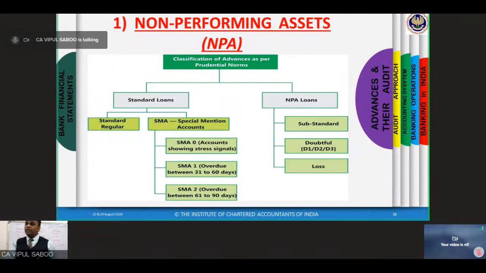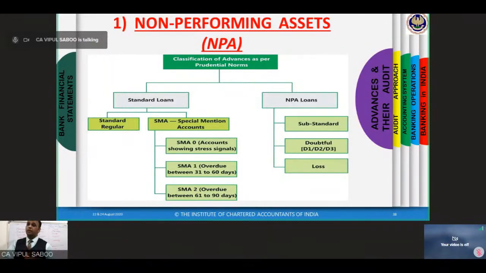Then those which are overdue between 31 to 60 days. Okay. So first the definition of SMA 0 accounts. The amount is due on the due date, right? If it is not paid on the due date, it becomes overdue. If it is overdue for up to 30 days, and within 30 days you make the payment, it is an SMA 0 account.